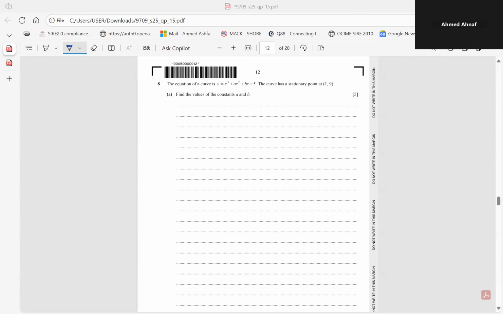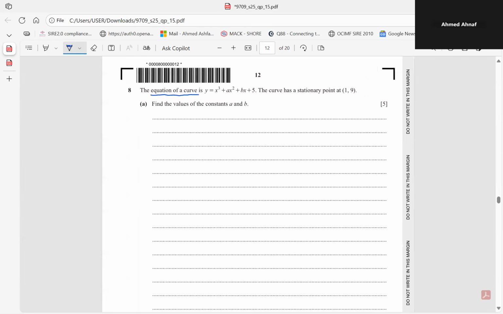Okay, so for this question, we're told that the equation of a curve is this, and the curve has a stationary point at one common line. For the first part, we're going to have to find the value of constants a and b. Okay, so first of all, we're told that the curve passes through this point.